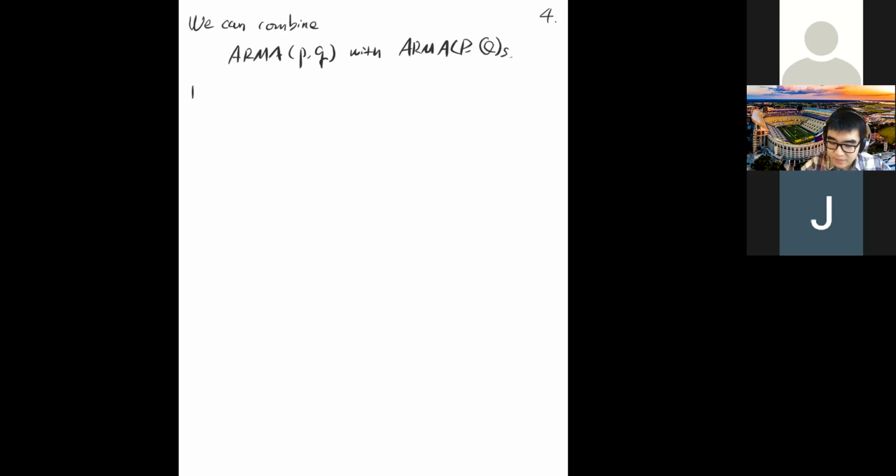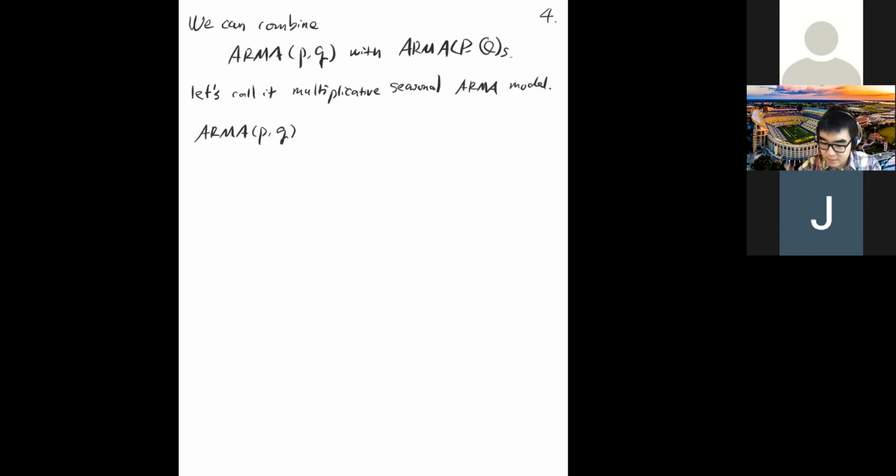And let's give it a name. Let's call it the multiplicative seasonal ARMA model, just to differentiate it from other models. Okay, and this model can be written very easily using these backshift operators. So we write it this way: ARMA(p,q) times (P,Q)_s.